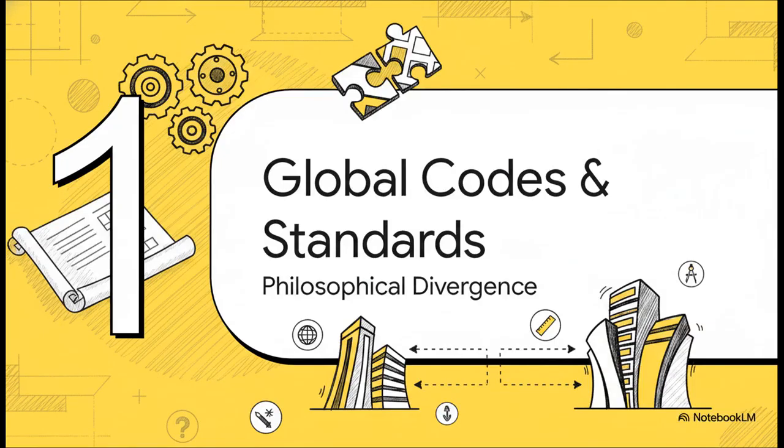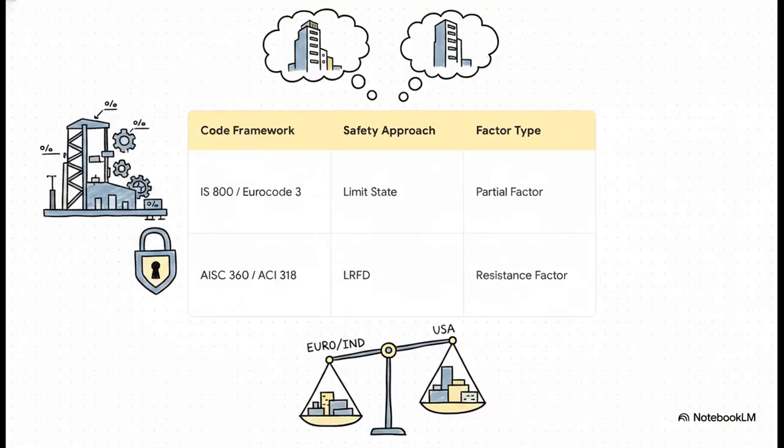Okay, let's kick things off with Section 1, Global Codes and Standards. It's actually fascinating how much philosophical divergence there is in how we calculate safety across the globe. Take European and Indian codes like Eurocode 3 and IS 800. They use a partial safety factor approach, applying separate, granular safety factors directly to material properties and loads.